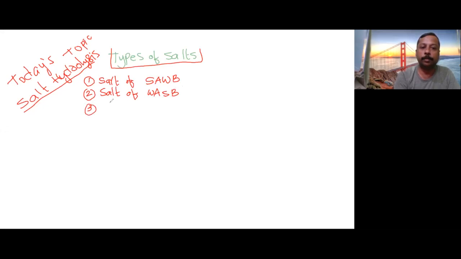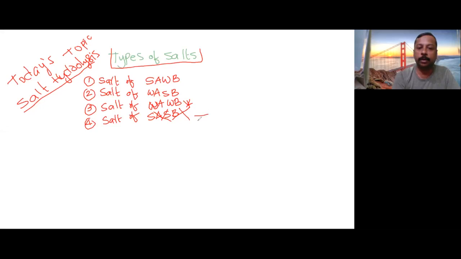And the third type we are going to study is salt of weak acid and weak base. So here both are weak. Understood? This is the most important out of these three. And the fourth one will be salt of strong acid and strong base. You might be thinking this will be more important than that, but it is not important.